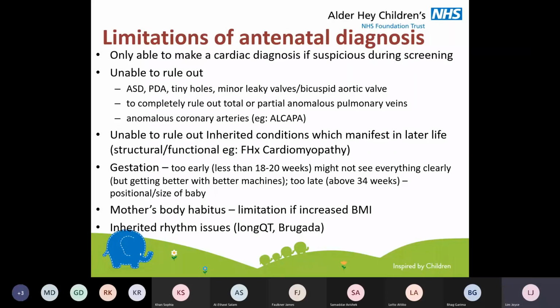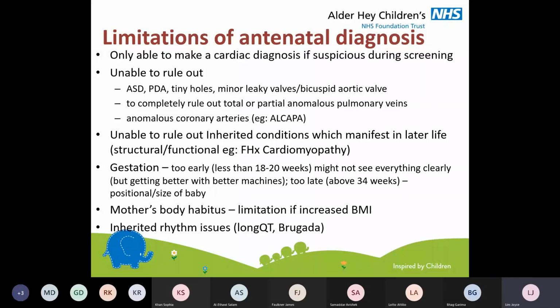We are also unable to reassure parents, especially in terms of inherited cardiac conditions like hypertrophic cardiomyopathy or dilated cardiomyopathy, which may present in later life. So although it may reassure some parents, it doesn't give them 100% reassurance that their child will not have the same manifestation as their other siblings who are older.